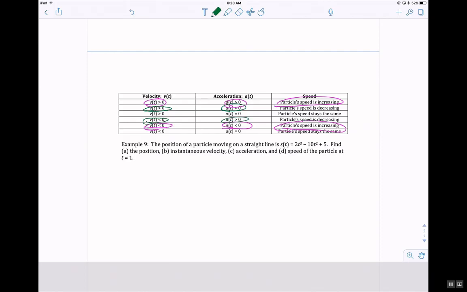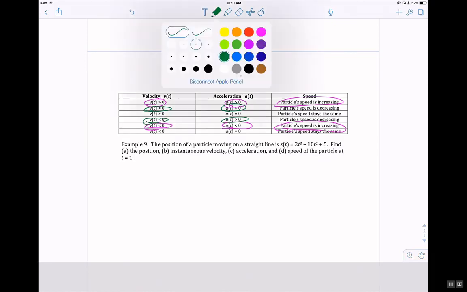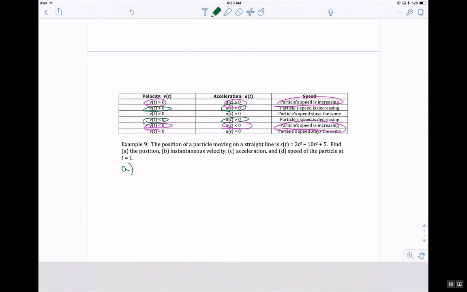Okay. So, example 9. The position of the particle moving in a straight line is given by the function. Find the position, instantaneous velocity, acceleration, and speed of the particle at t is equal to 1. So, s of 1, 2 times 1 cubed, minus 10 times 1 squared, plus 5. So, s of 1 is equal to negative 3.